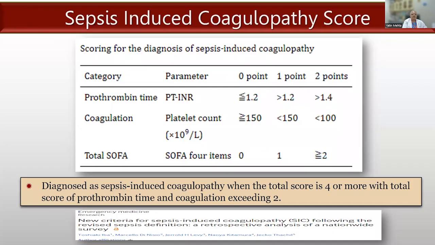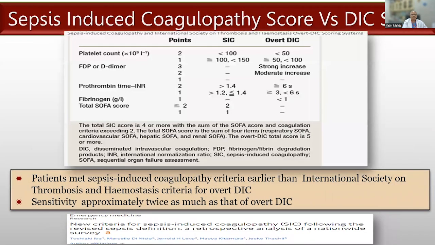Okay. Now there is a scoring system which has evolved for septic SIC. So these are the points in this, and SIC is diagnosed if the total score is 4 or more, with prothrombin time and coagulation exceeding 2. So these are the differentiating features between the DIC score and the SIC score. So if the total SIC score is 4 or more, then it is considered SIC.